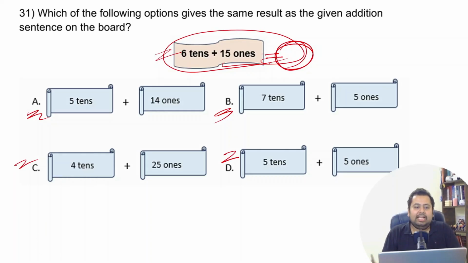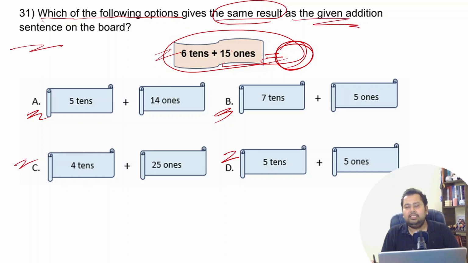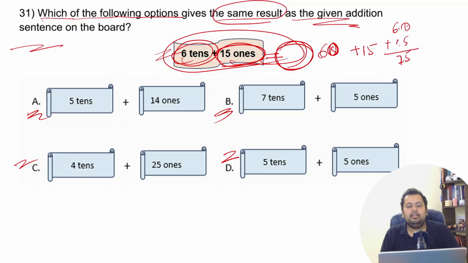So I hope you have got it correct. Let's see what it's saying. Which of the following options gives the same result as the given addition sentence? Now this is the addition sentence. Let's find out what the number is. 6 tenths. What is 6 tenths? 6 tenths is nothing but 6 multiplied by 10, which is 60, plus 15 ones. So 60 plus 15: 5 plus 0 is 5, 6 plus 1 is 7. So this number is 75.